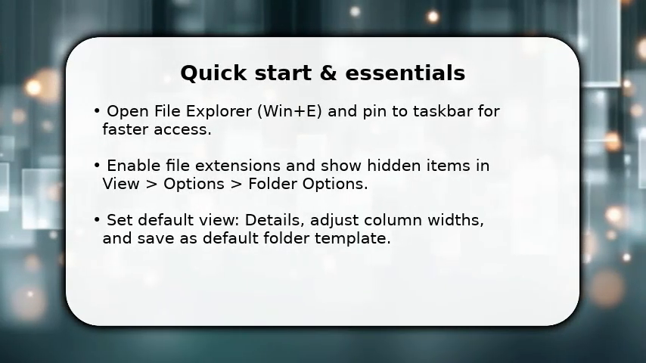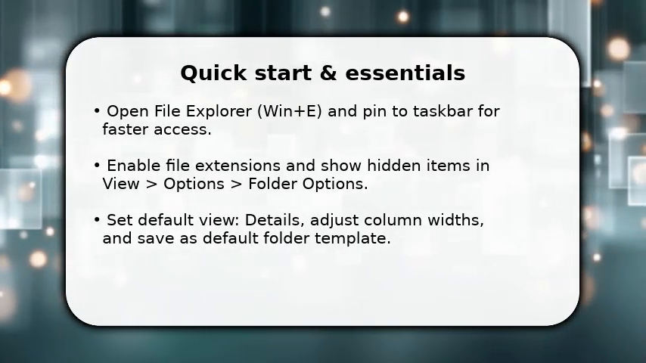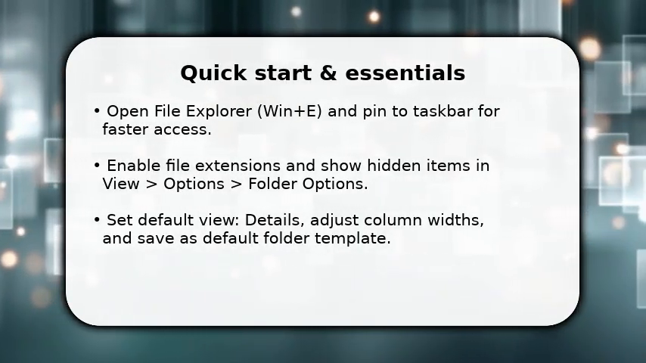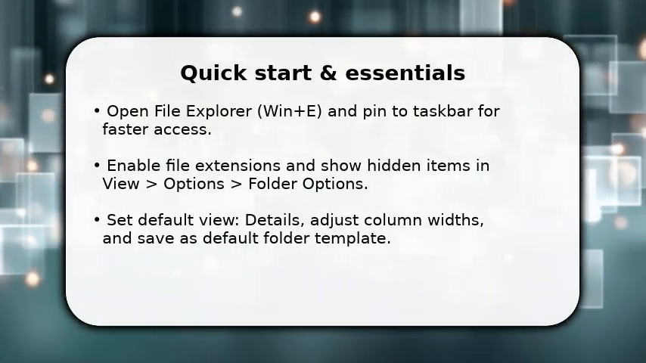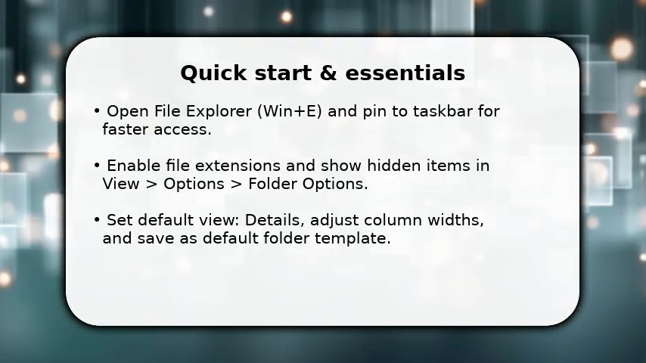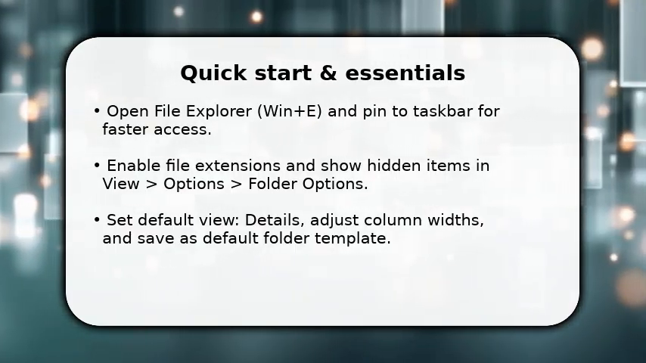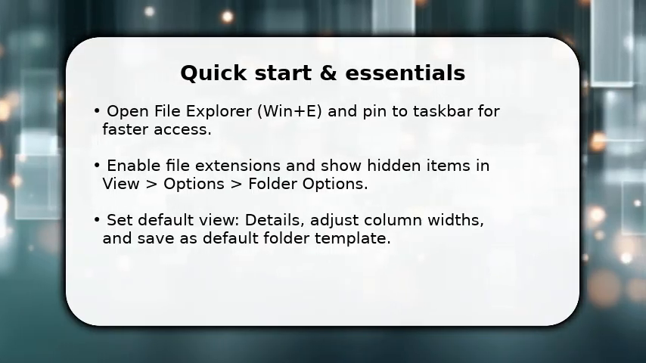You're starting immediately. Press Win+E to open File Explorer and pin it to the taskbar for one-click access. Next, make hidden files and extensions visible so you always see real file names. Go to View, Show Hidden Items, and Folder Options, View, Uncheck Hide Extensions.